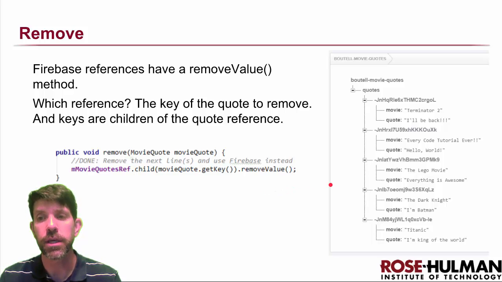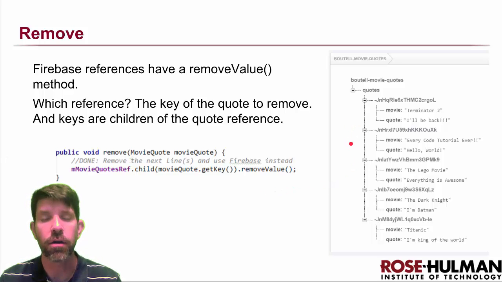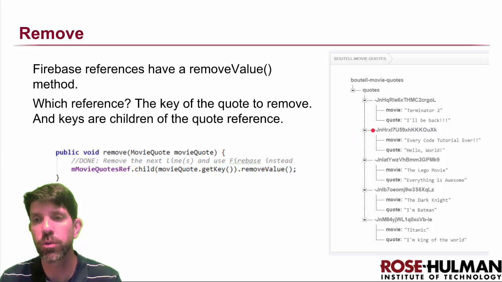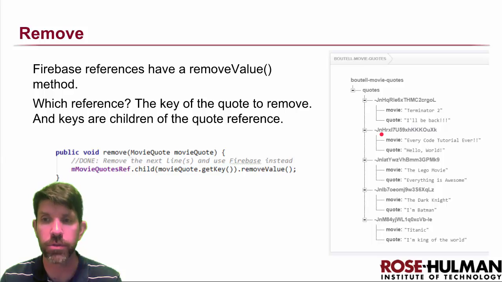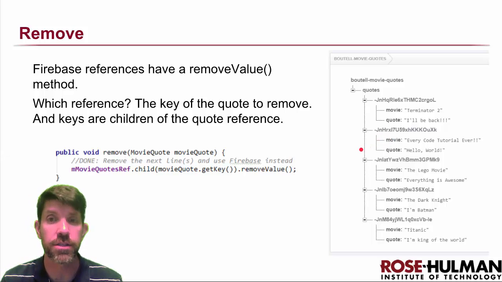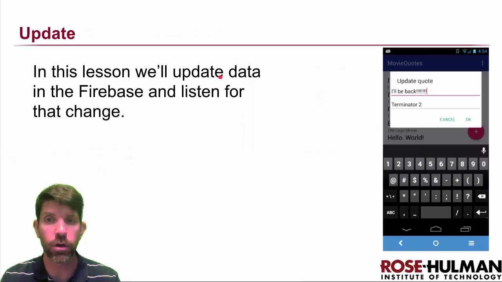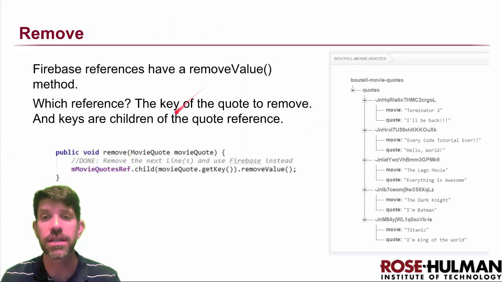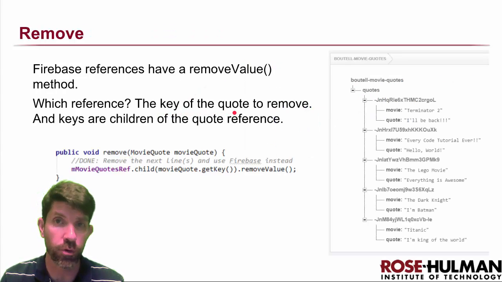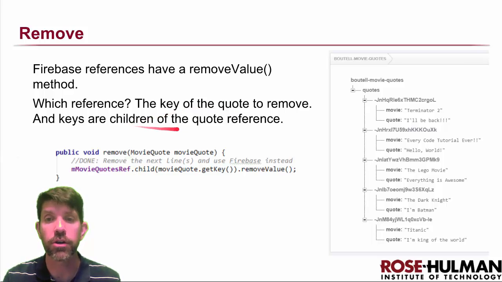All right, so the first thing is, if you remember the structure of our data, what we were doing was we accessed the objects by their key. We created a push ID, and then we said set value on that, and then we sent along a movie quote. Well, it turns out that Firebase references also have a remove value method. So like before, you just need to give it the key of the quote that you want to remove. And the keys, of course, are children of the whole quote reference.